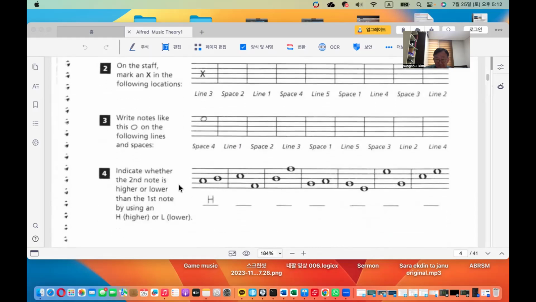Look here. There are 2 notes in here. You need to indicate whether the second note is higher or lower. If the second note is located higher, a higher sound comes out. If the second note is located lower, a lower sound comes out. Higher, lower, higher.